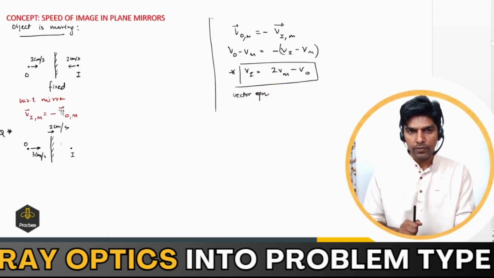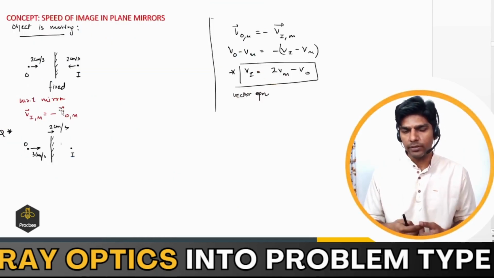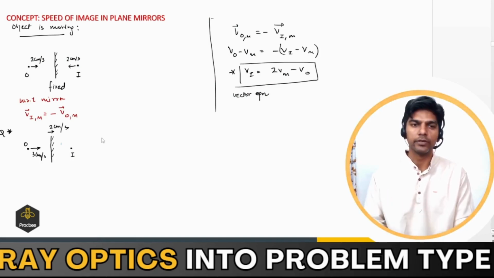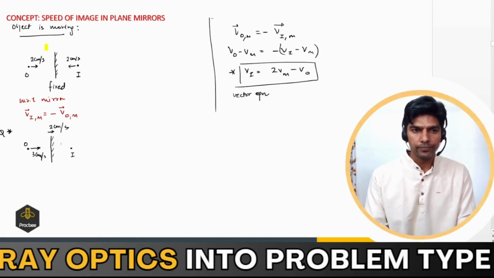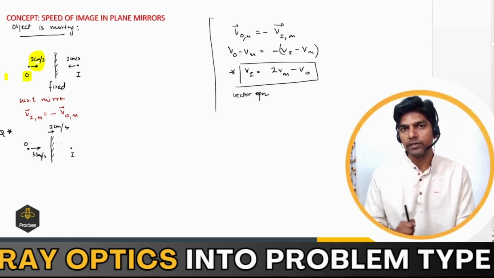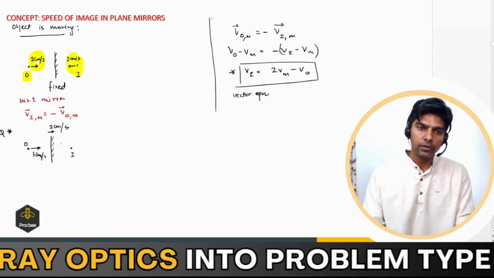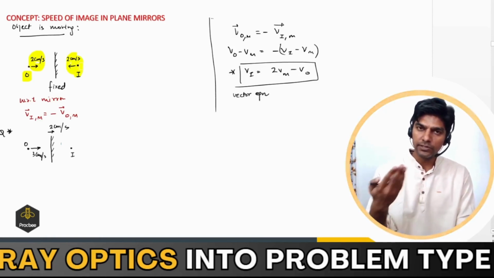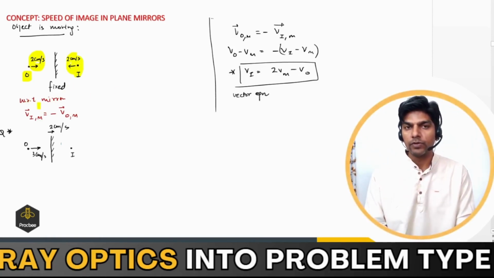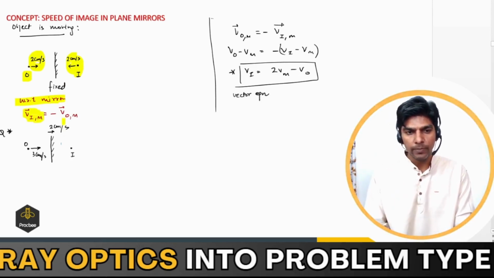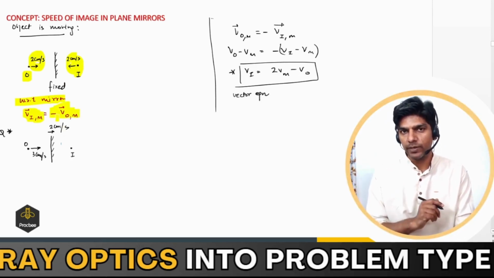Got it? Right. So let us see the next problem type, and it is based on the speed of the image formed by the plane mirror. So here, let us say there is an object O and it is moving with a speed of 2 centimeters per second towards the mirror, normal to the mirror. Then the image will move in the opposite direction with the same speed, right? So with respect to the mirror, the velocity of the image with respect to the mirror will be opposite to the velocity of the object with respect to the mirror.